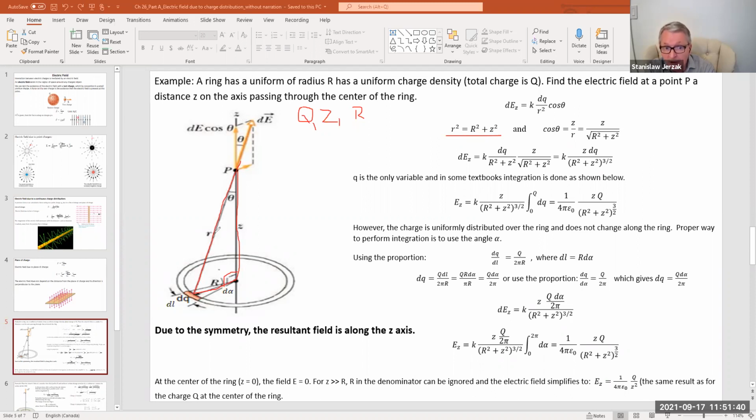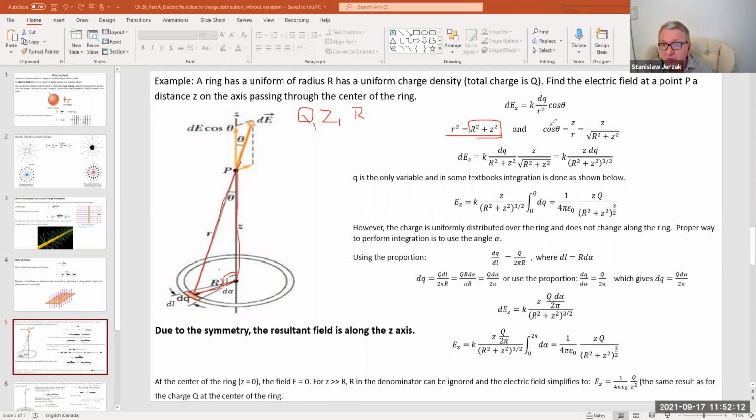Lowercase r is the hypotenuse, and Z is one side of the triangle, and capital R, the radius of the ring, is the other side of the triangle. So lowercase r squared is capital R squared plus Z squared, and cosine theta, which I need in this expression, is just Z, which is adjacent to theta, divided by lowercase r, which is the hypotenuse, right? So Z over r, but r we found here: r is just the square root of capital R squared plus Z squared.